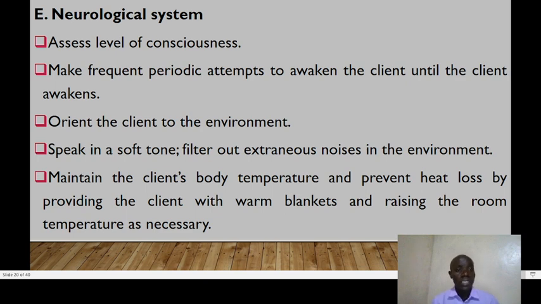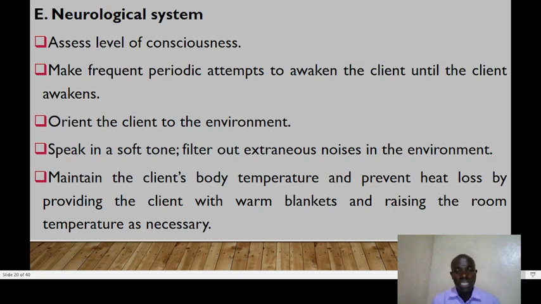The nurse needs to assess the level of consciousness, time, place, person. Make frequent periodic attempts to awaken the patient until the client awakens. You orient the patient to the environment. You speak in a soft tone. You filter out any extraneous noises in the environment.